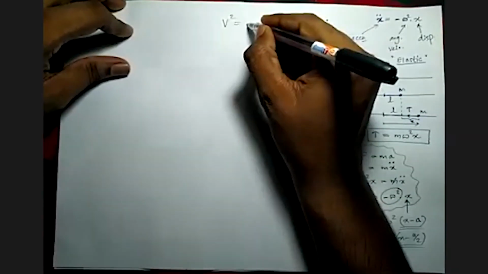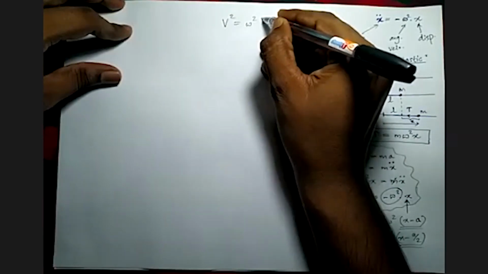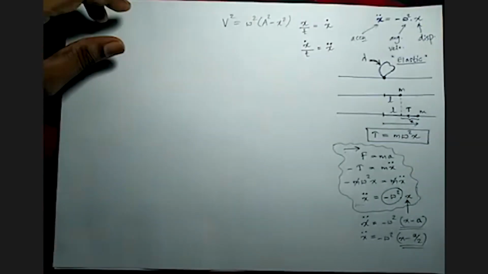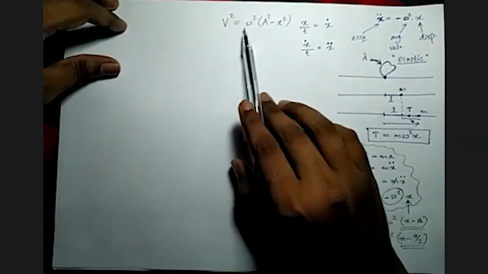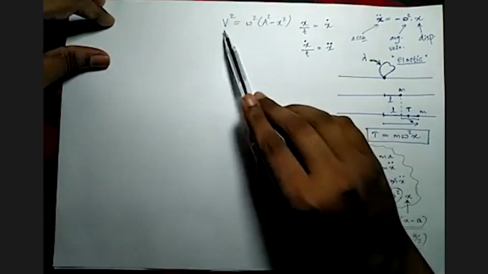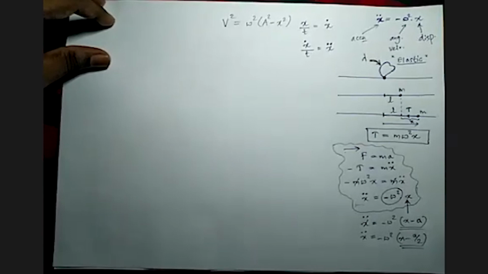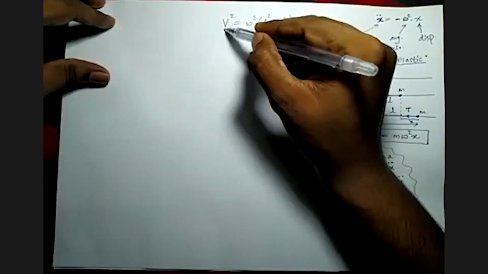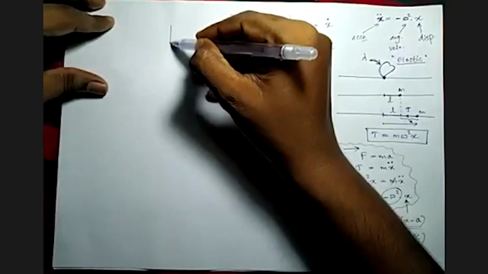Then the second one, you should know how to find the velocity. Velocity square is equivalent to angular velocity square times amplitude square minus displacement square. Every term in this particular equation is squared, so you should know the terms. The important thing is this v represents the velocity of the particle at the point we are considering. Let's say we have a simple harmonic motion.